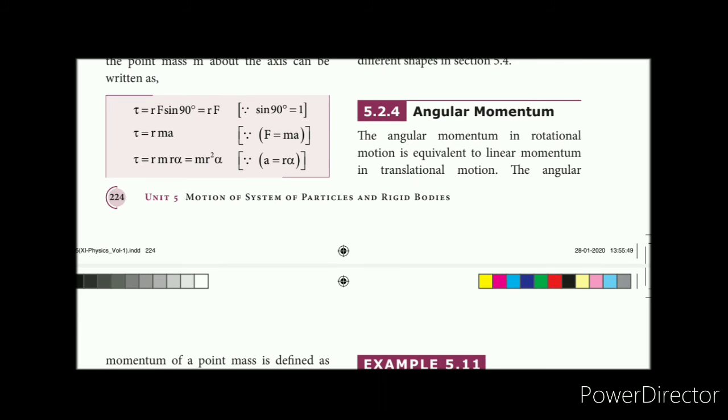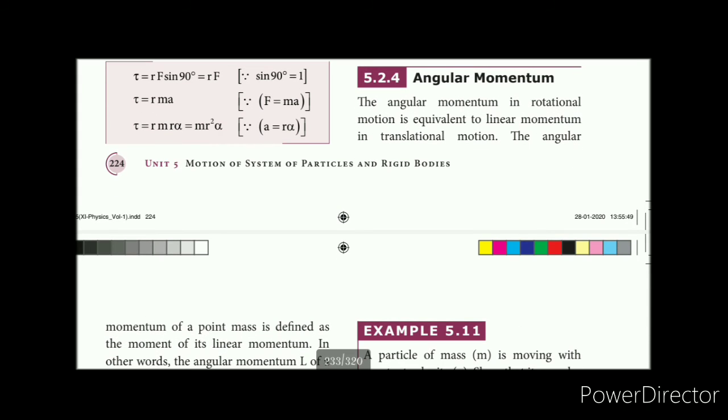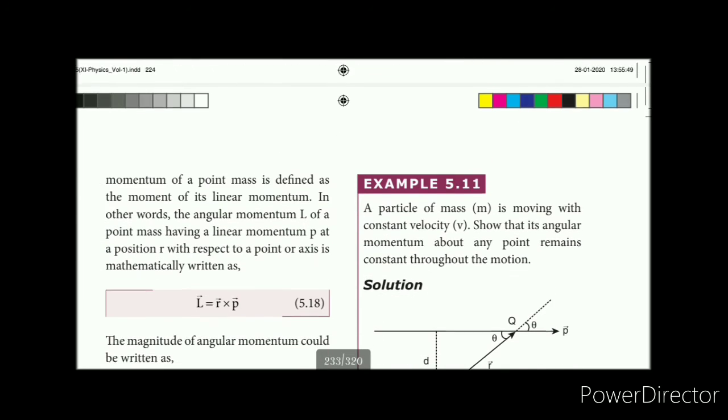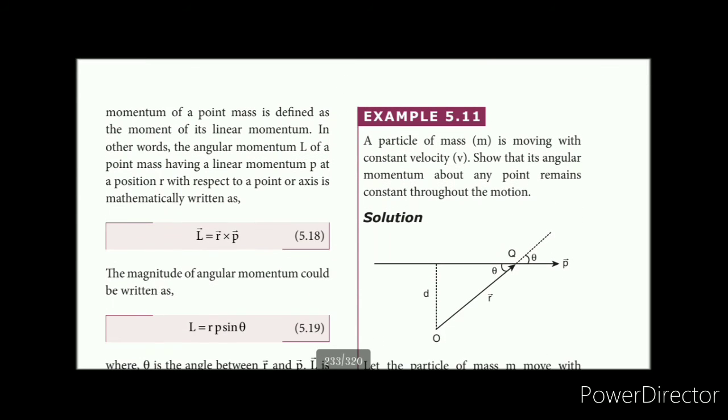What is meant by angular momentum? The moment of linear momentum is called angular momentum. In rotational motion, angular momentum is equivalent to linear momentum in translational motion. The angular momentum of a point mass is defined as the moment of its linear momentum. Note it down.